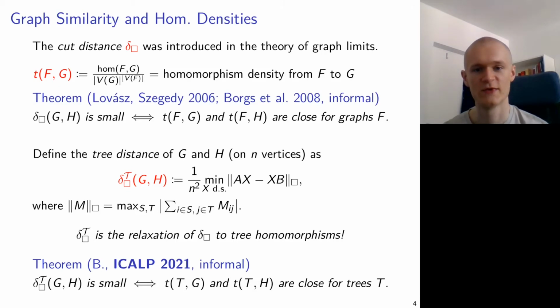And now the result I'm presenting gives us that if we define the tree distance of two graphs by just adding the normalization factor to this convex optimization problem, which we've seen before, and choosing as our norm the cut norm, then this actually isn't arbitrary at all, but we get precisely the correct relaxation of the cut distance to tree homomorphisms, or call it the color refinement relaxation, or the fractional isomorphism relaxation. And we prove that this tree distance of graphs is small if and only if these tree homomorphism densities are close.